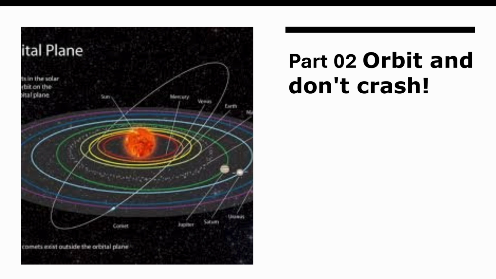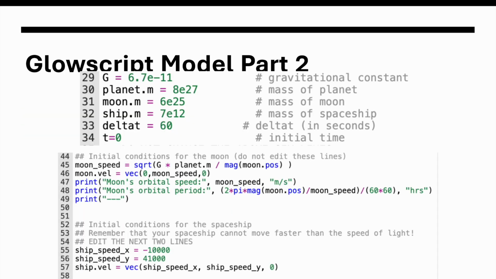Part 2: Orbit and Don't Crash. In Part 2, I modeled a system with a planet, a moon, and a spaceship. The planet was fixed at the origin. The moon started to the right of the planet, and the spaceship was placed on the moon's surface.